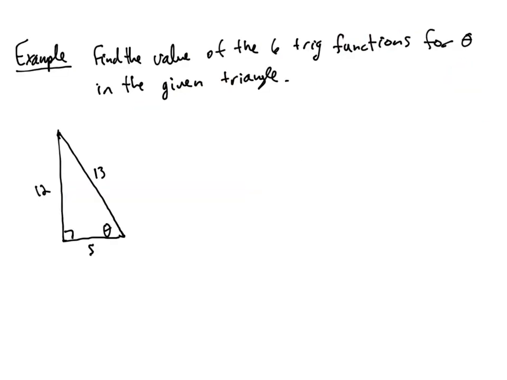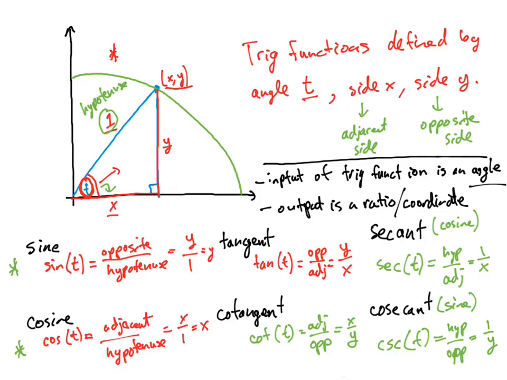All right, this example says to find the value of the 6 trig functions for theta in the given triangle. So we have a right triangle. I should have said back here, these trig functions, these ratios, only work in this way when we have a right triangle. So you might want to make a note of that: only work for right triangles. That's important. If we don't have a right triangle, there are other things we can do to find side lengths, but for right triangles, this is what we want to be using.